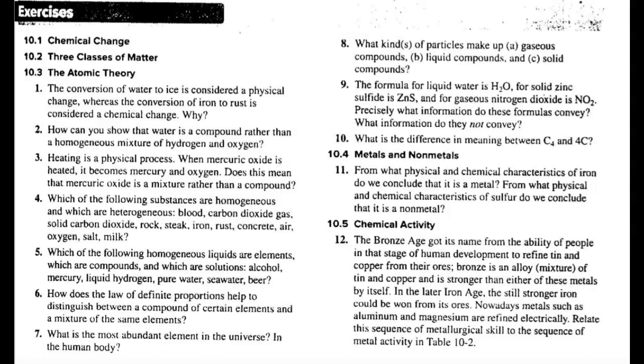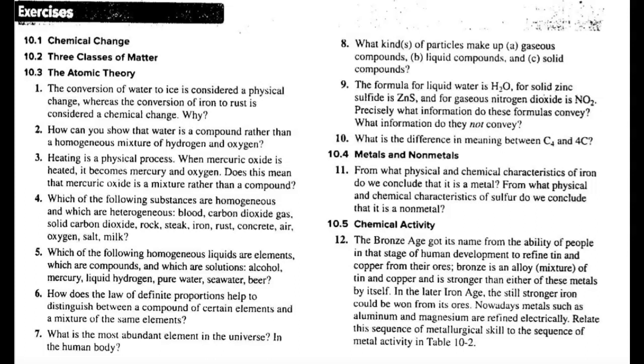For me, blood is essentially homogeneous. It is consistent throughout on the microscopic scale. So I put blood in the homogeneous category. Let me also say that all elements and all compounds are always homogeneous. Therefore, carbon dioxide gas, which is a compound, is homogeneous. Solid carbon dioxide is just another form of carbon dioxide. It is homogeneous.